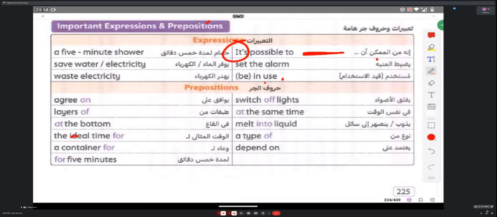What does it mean? An adjective or a phrase for someone to do something. To do. We need the full infinitive. Set the alarm means to put it at an exact time or a fixed time.